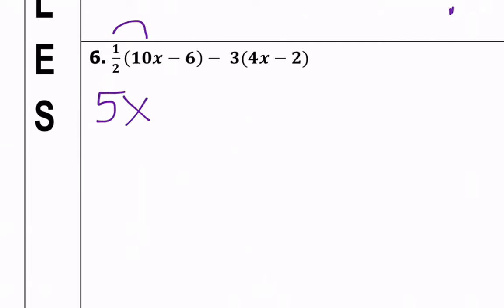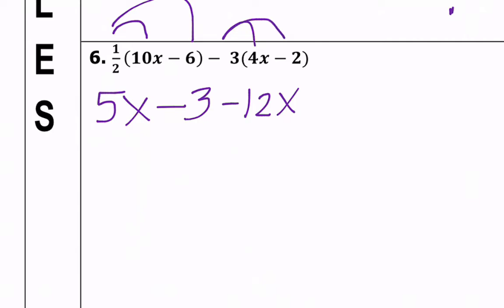Can't forget about your x. Okay, now I'm going to take that 1/2 and I'm going to multiply it by that negative 6. 1/2 times negative 6 is a negative 3. All right, so we finished the first set. Let's move on to this set over here. So I'm going to take this negative 3 and multiply it by 4x. Negative 3 times 4x is a negative 12. Don't forget your x. And then finally, I'm going to take this negative 3 and I'm going to multiply it by negative 2. Negative 3 times negative 2 is a positive 6.